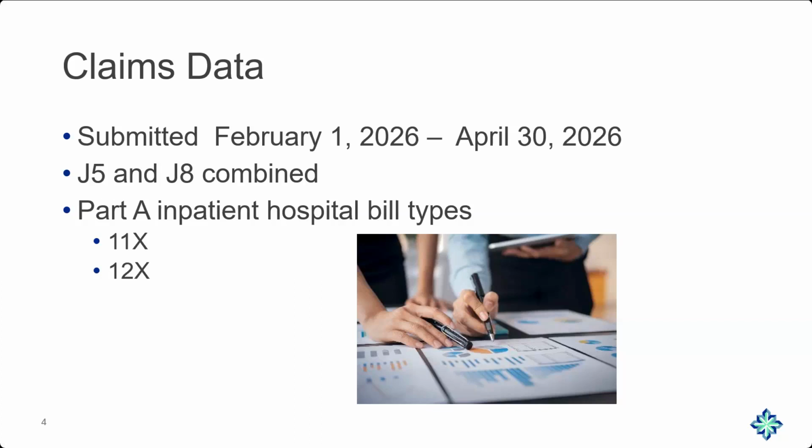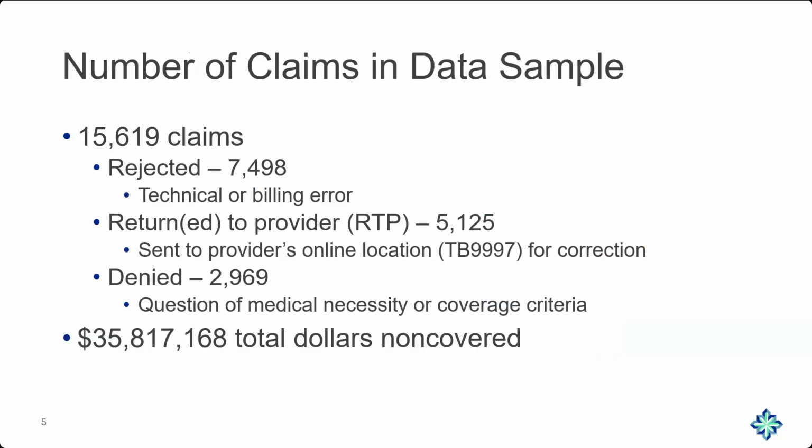I also filtered for just the bill types that you see here. So since we're specifically focusing on inpatient hospital claims, I asked that database to show me claims that were billed on a 1-1X type of bill and a 1-2X for those inpatient Part B claims. After sorting that information, you can see I was given 15,619 claims for that time period.